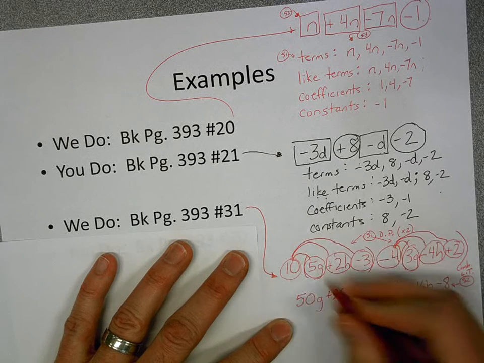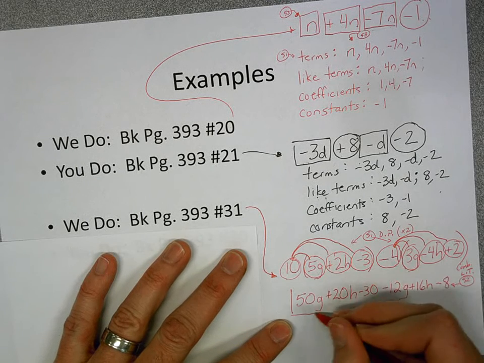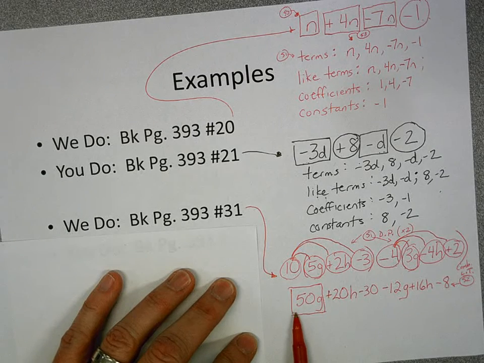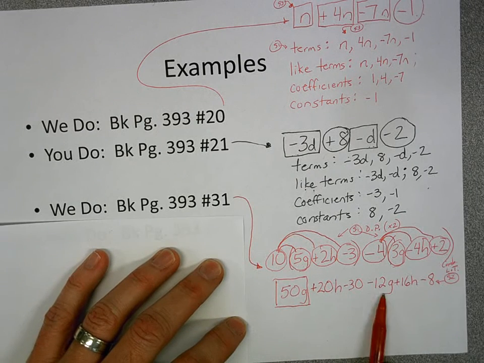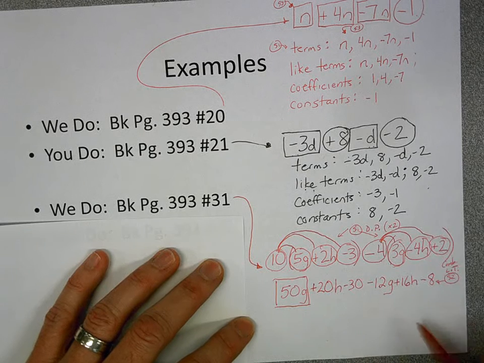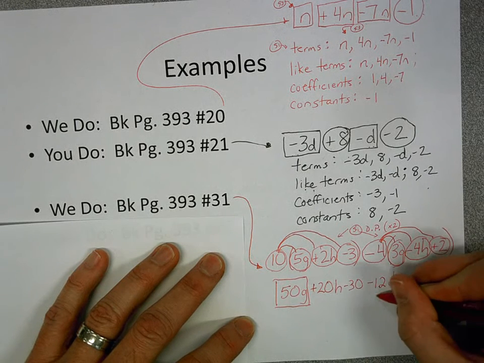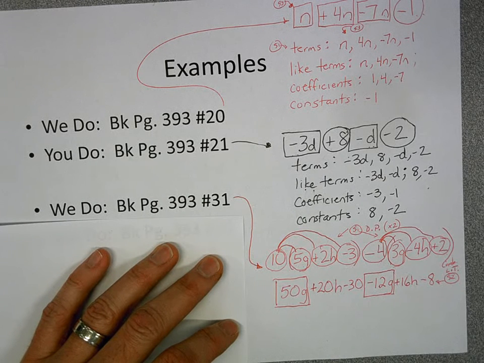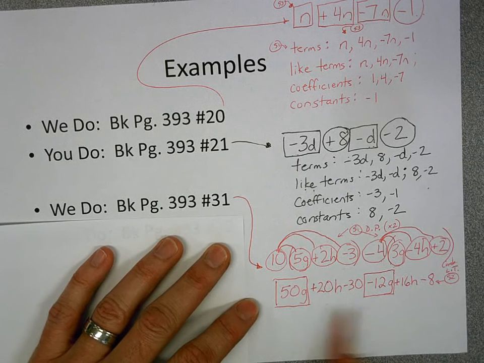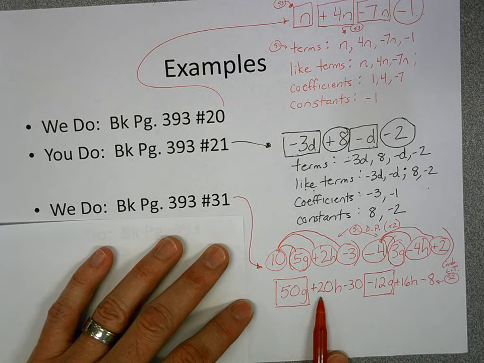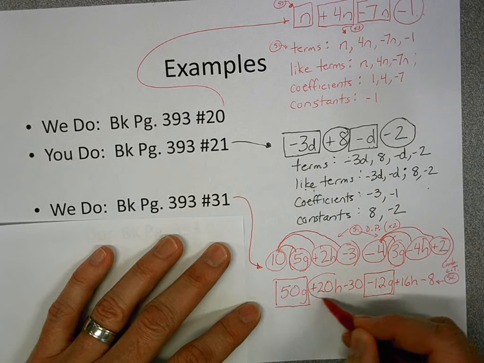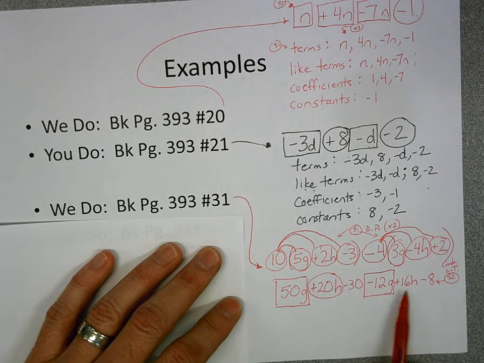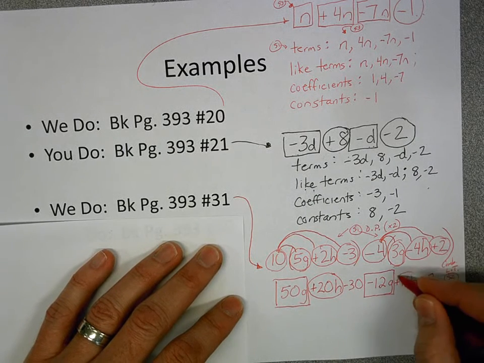So here we go. 50g is a g term. I'm going to box it in. I'm going to go ahead and box in all of my g terms. If I take a look, there's only one other g term. It's negative 12g. I'm going to box in the 12g with the negative. Remember, always include the sign. Then the next term here is the 20h. So I'll circle my plus 20h there. And then I'm going to circle all my other h terms. Well, the only other h term is this plus 16h.